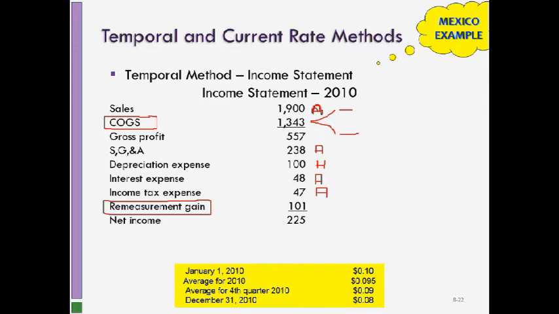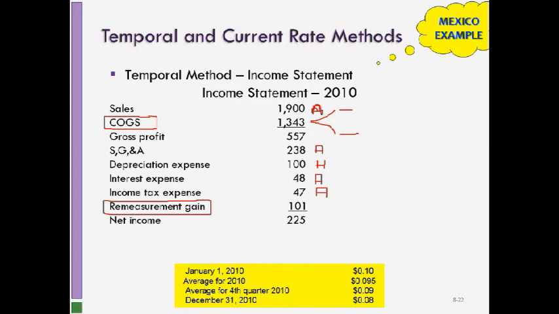But first of all, before we go to the balance sheet, let's just summarize what we've got. We've got sales at the average rate 0.095. Sales, general administration expense at the average rate 0.095. Depreciation expense, historical rate 0.1. Interest expenses, average rate 0.095. Income tax expense, average rate 0.095. There you go. So that's step one.